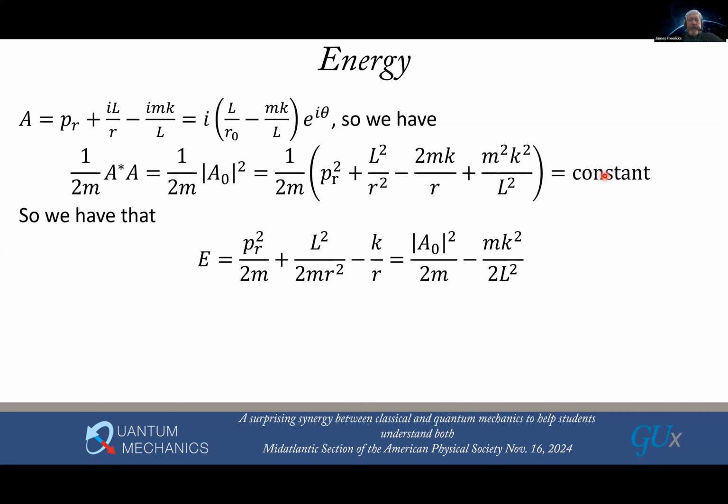We're going to call that constant E plus m squared K squared over L squared so that you get E is PR squared over 2m plus L squared over 2m R squared minus K over R, which is just mod A0 squared over 2m minus this extra constant term that we found. Okay, so energy conservation is simple as well.